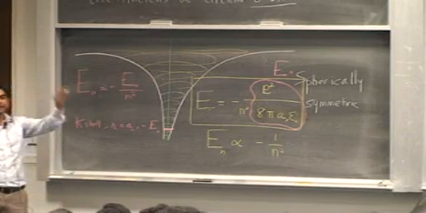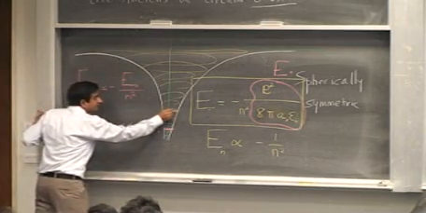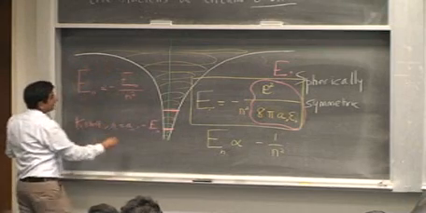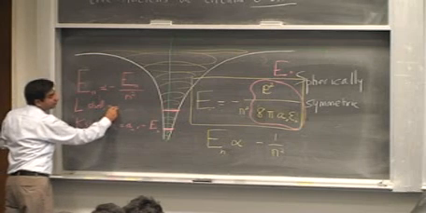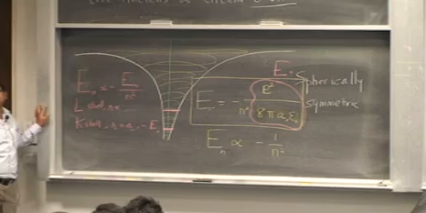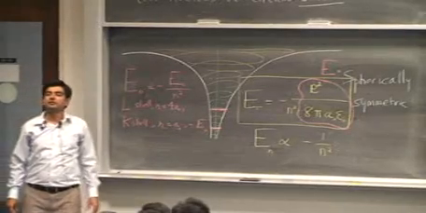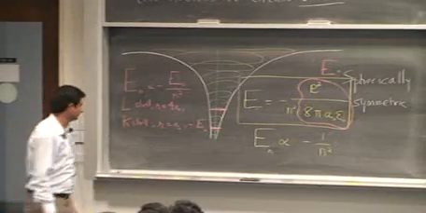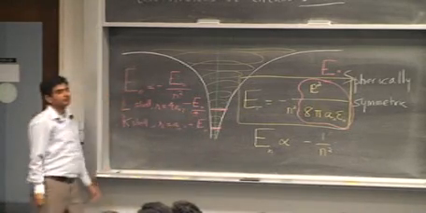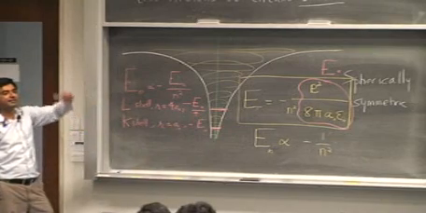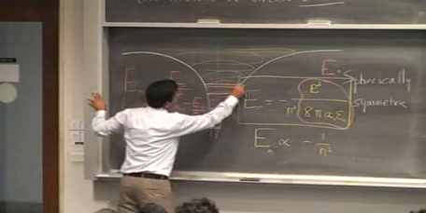Now the next shell, the L shell, will have n equals 2, so it will correspond to another, higher energy level. It will have n equals 2, it's called the L shell, and R will be equal to, what's the value of R here? 4 A naught, and the value of energy? Minus E naught by 4. So as we proceed in energies, we get energy levels that get closer and closer together.